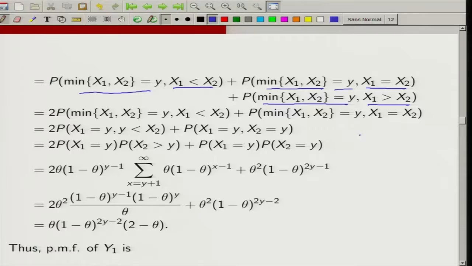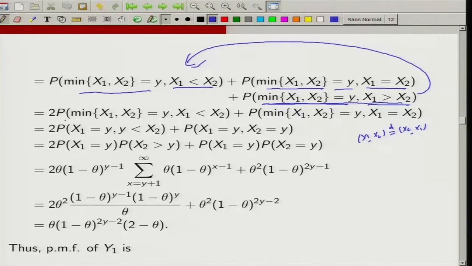Now, note that in this case, because they are IID, x1, x2 has the same distribution as x2, x1. So, that means over here, if you replace x1, x2 by x2, x1, you get the same probability. When you replace x1, x2 by x2, x1, the minimum of x1, x2 would be the same as the minimum of x2, x1. So, this remains the same, the minimum of x1, x2 is equal to y. But here it would become x2 greater than x1, which is the same as this. So, that means the last term is the same as the first term. That is why this would become 2 times the probability that the minimum of x1, x2 is y and x1 is less than x2, plus the probability that the minimum of x1, x2 is y and x1 is equal to x2.